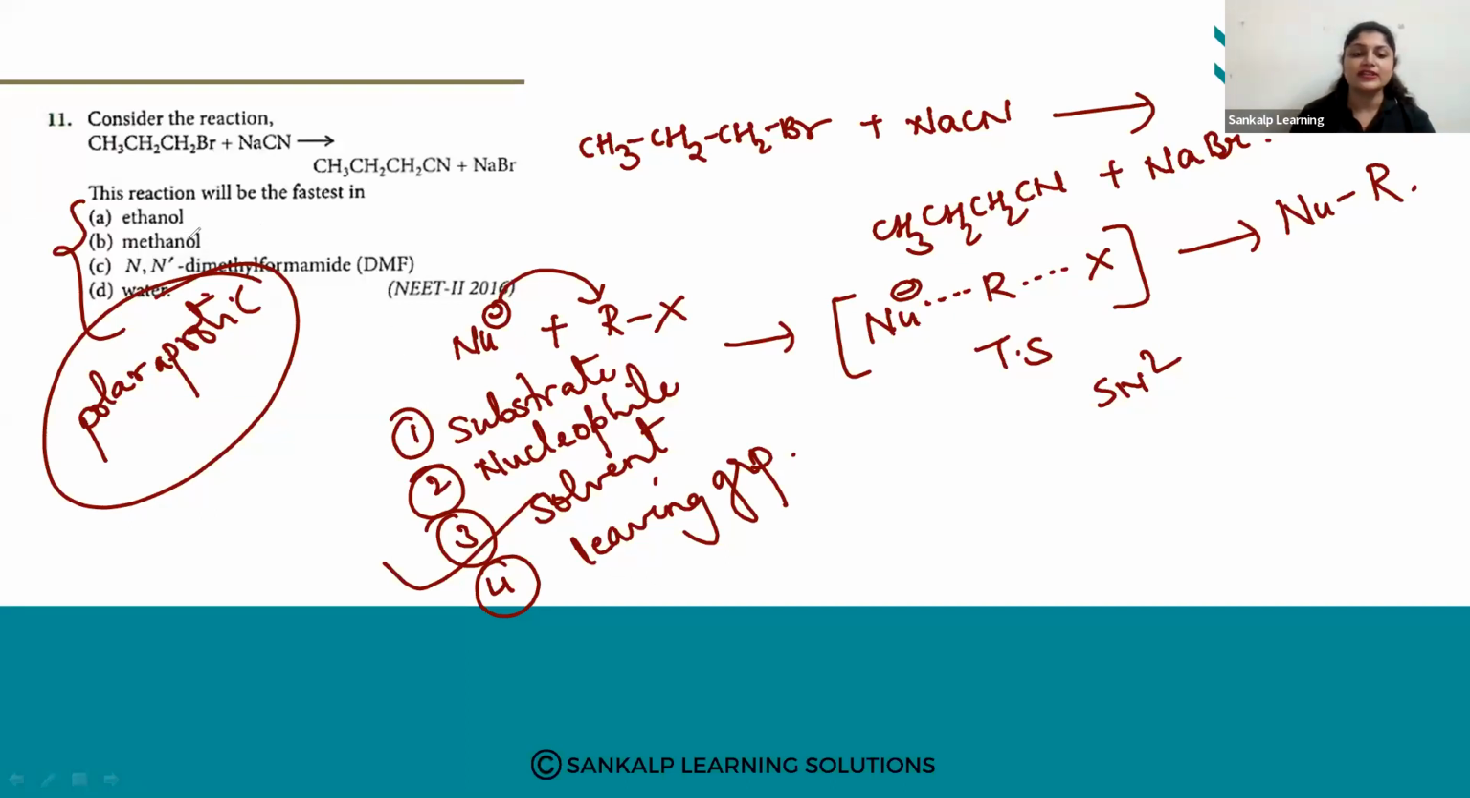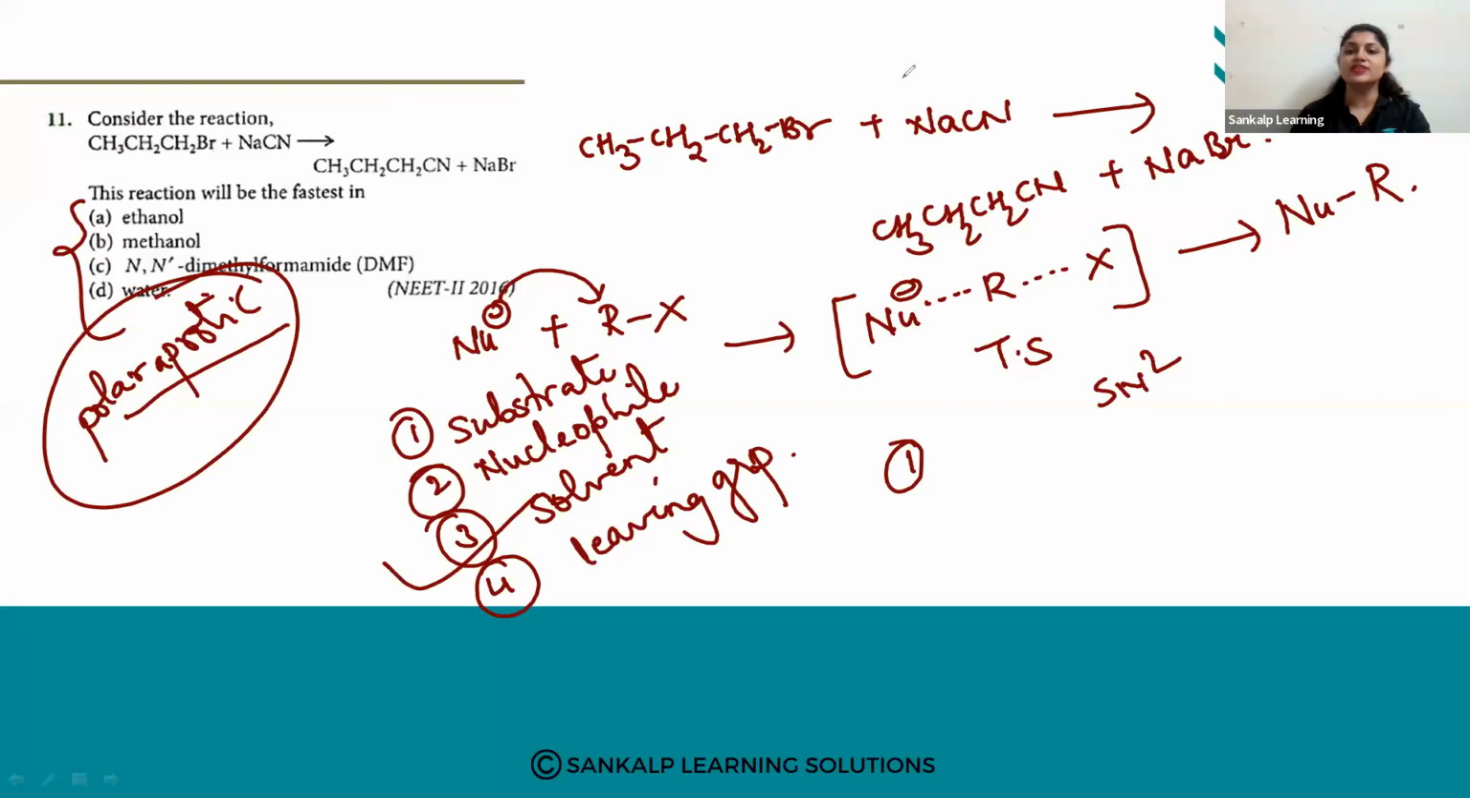Now we'll consider ethanol first. Clear till here, right? This is a bimolecular reaction, so these are the factors. They have given the list of solvents, so we have to consider the solvents. What type of solvent do we use in an SN2 reaction? A polar aprotic solvent. What do we mean by polar aprotic solvent? A solvent in which the hydrogen atom does not react with any of the reaction conditions.